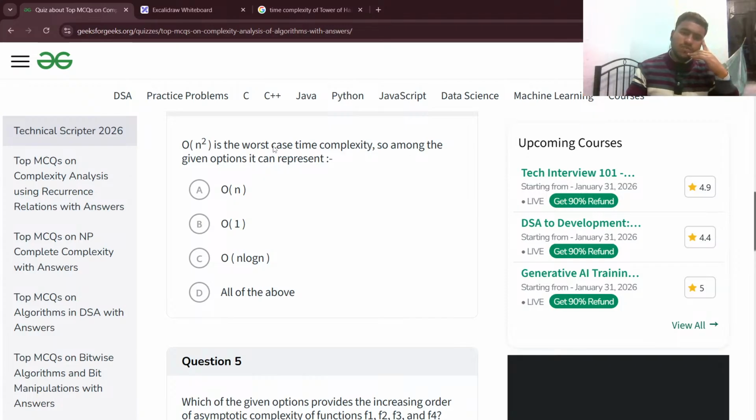Big O of n square is the worst case time complexity. So we know that n square is the worst term. Among the given options, it can represent what it can represent is that. Let me check what it represents.